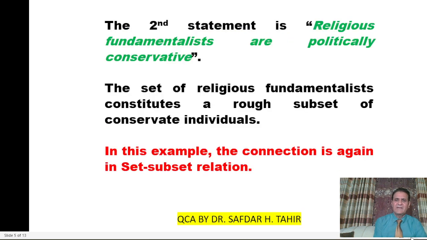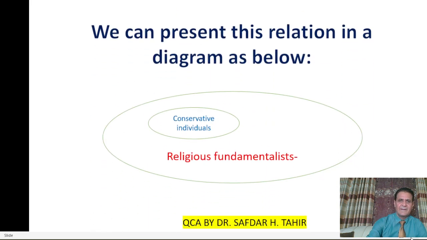The second statement is religious fundamentalists are political conservative. The set of religious fundamentalists constitute a rough subset of conservative individuals. In this example, the connection is again set and subset relationship. We can present these relations in a diagram as below. Religious fundamentalist is a big set, while conservative individual is a small set.